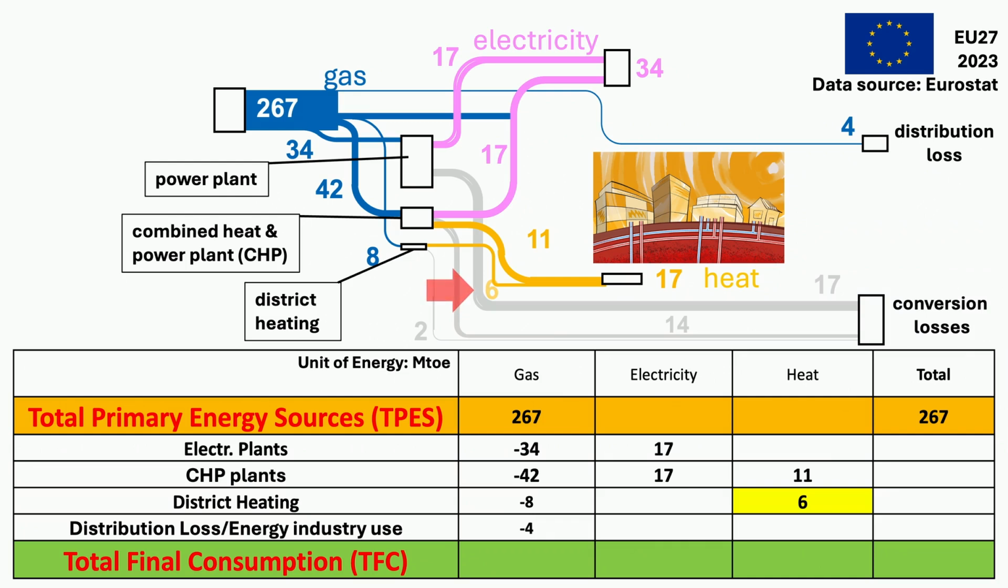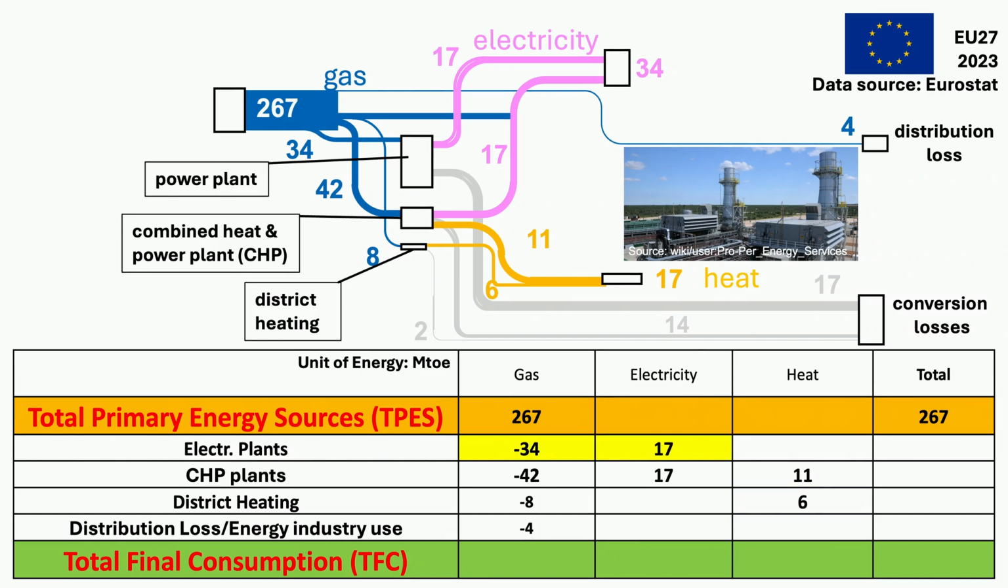For district heating, 6 megatons oil equivalent of heat energy is generated, as indicated by the red arrow. Again, as this heat is generated, it is shown by plus 6 in the district heating row and heat column.